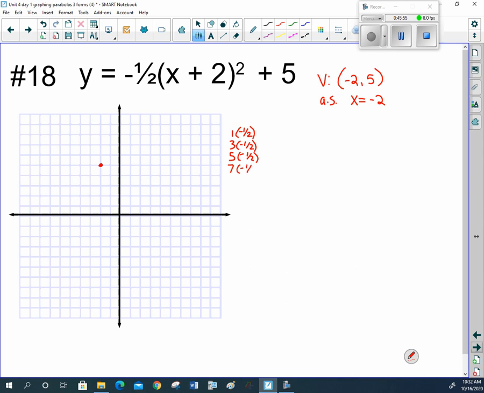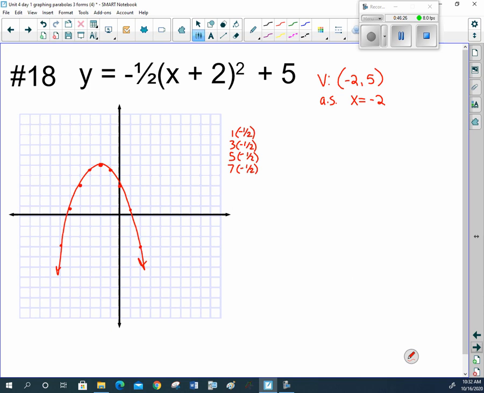So we're not going to go down 1, 3, 5, 7. We're going to go down a half over 1, down 1 and a half over 1, down 2 and a half over 1, down 3 and a half over 1. And that's probably enough points. We'll sketch in our parabola.